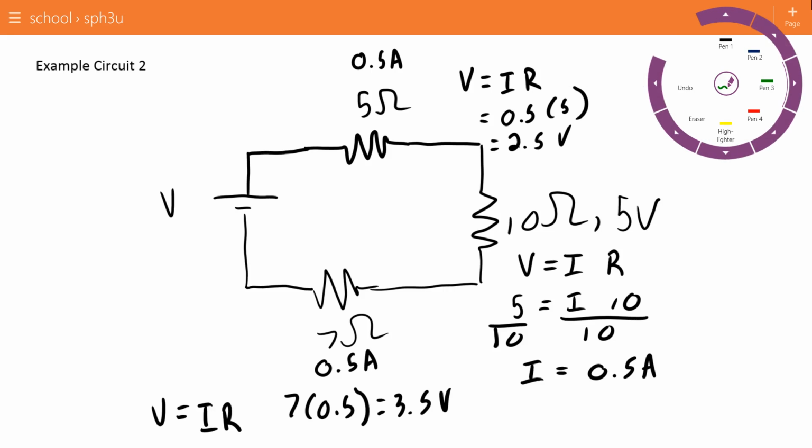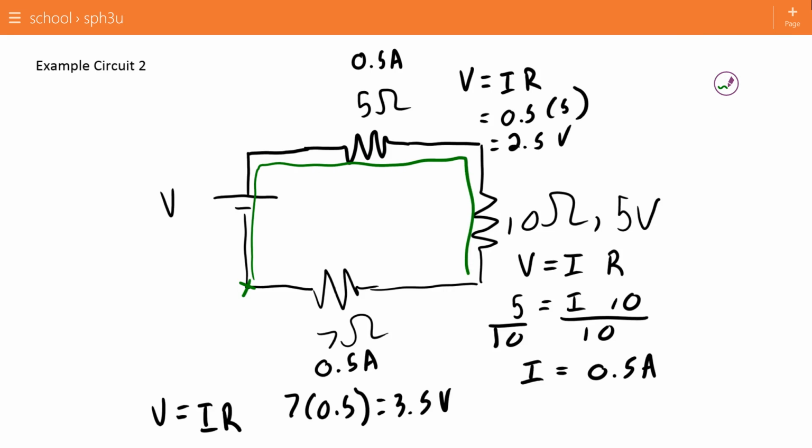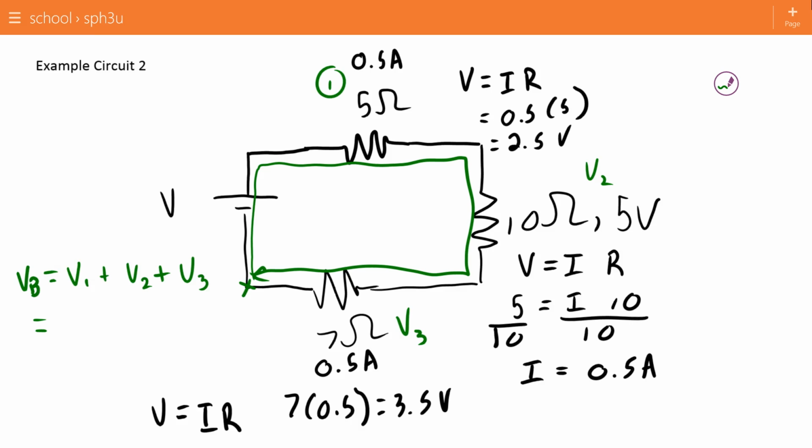Now using a loop, if I start down here, go up here, cross here, down here, over here, then what I'm going to see is I'm going to go up some amount of voltage that's the voltage in the battery, and then I'm going to come down some voltage, I'll call V1, and some other voltage, V2, and then down a third voltage, V3. Let's call this one V3. And based on the calculations I've just done, this one's 2.5, this one's 5, and this one's 3.5, for a total of 11. So what we're using to power this circuit is the rare but important 11 volt battery.